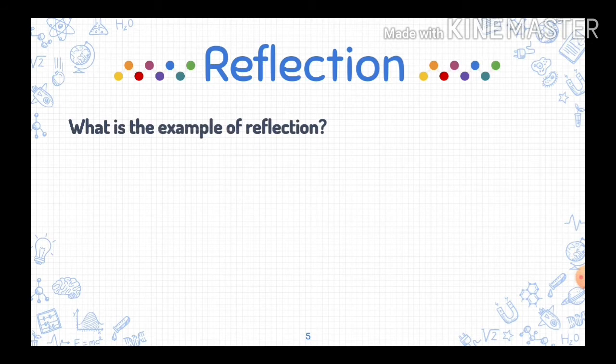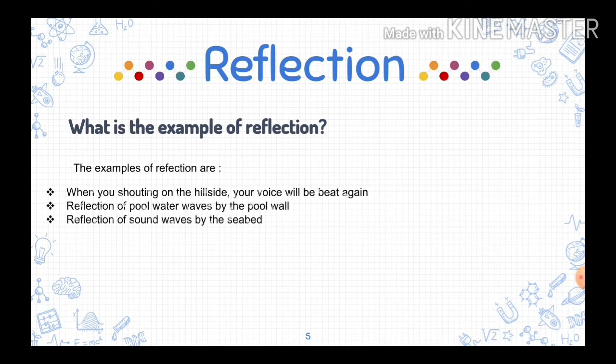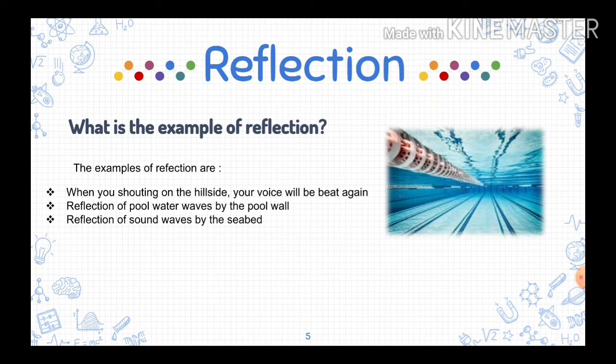What are examples of reflections? The examples of reflections are: when you are shouting on the hillside, your voice will be heard again. Reflections of pool water waves by the pool wall. Reflections of sound waves by the seabed. This is the picture of reflections of pool water waves by the pool wall.